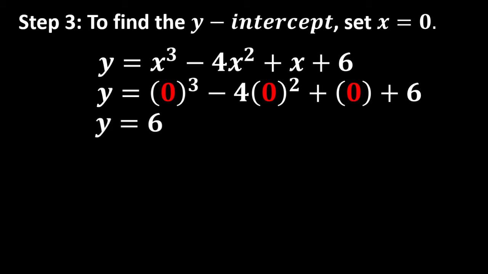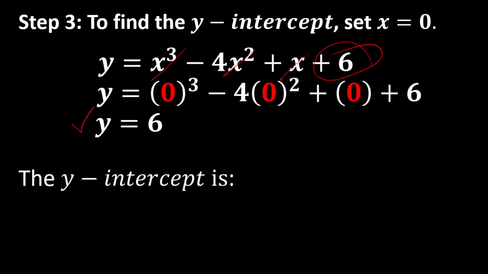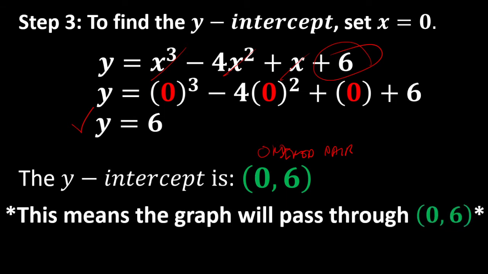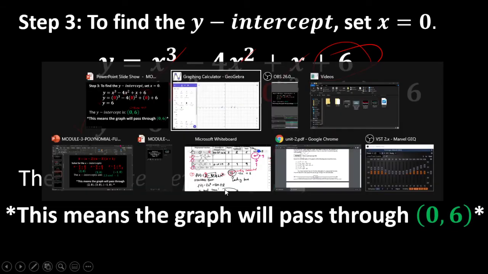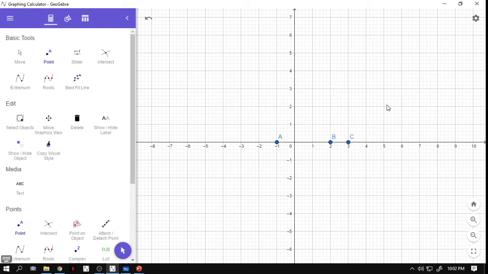Okay? So, para mas madali, say, wala na ito, wala na ito, wala na ito, automatic yung constant lang yung value ng y natin. So, therefore, the y-intercept now is 6. Okay? And the ordered pair is 0 and 6. So, ibig sabihin yung graph natin dadaan sa point 0 and 6. So, point 0 and 6. Saan ba ang 0 and 6 dito?